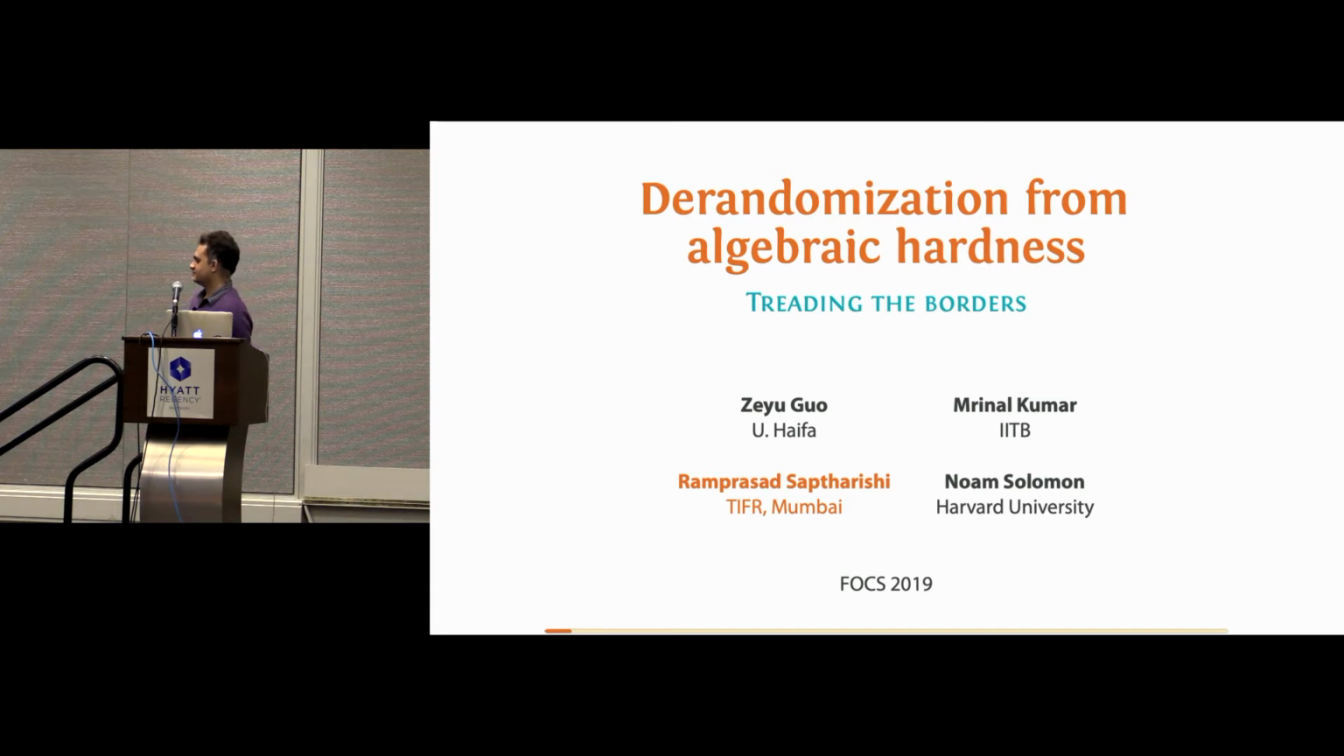So we'll start with derandomization from algebraic hardness, treading the borders. This work is by Zeyu, Mrinal, Kumar, Ramprasad, Saptharishi, and Noam Solomon. And Ramprasad will give the talk.